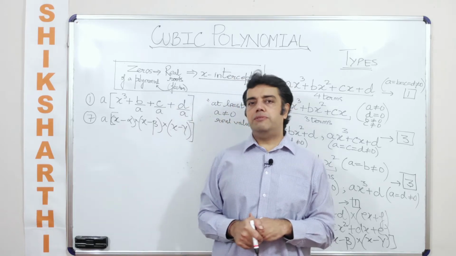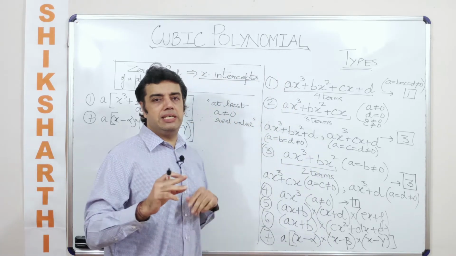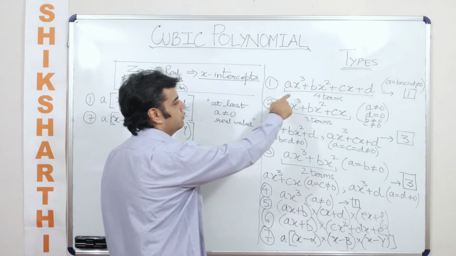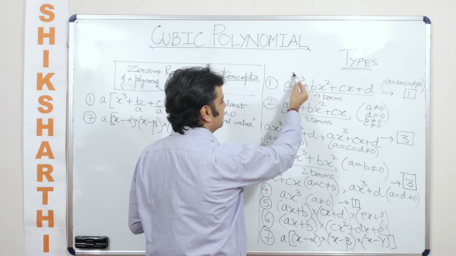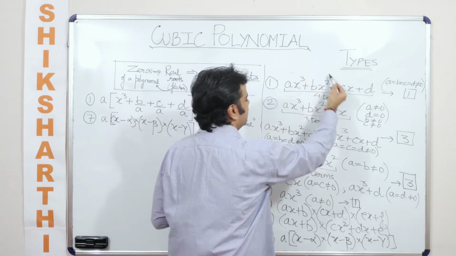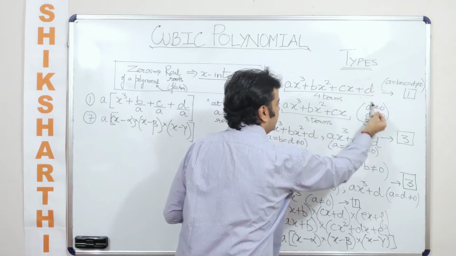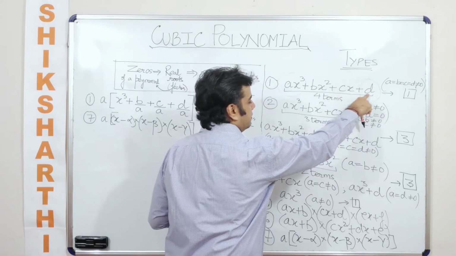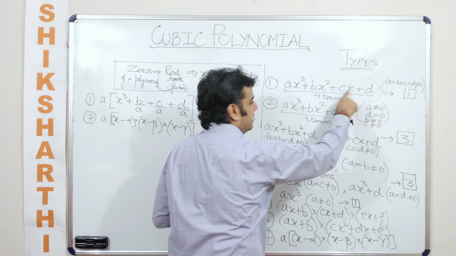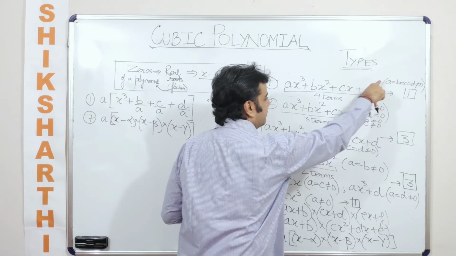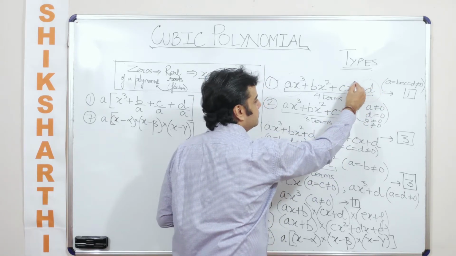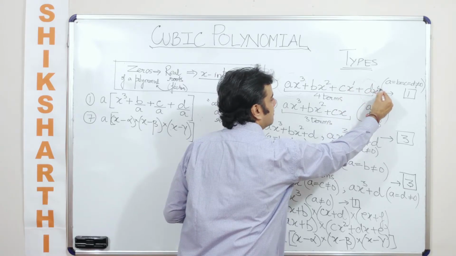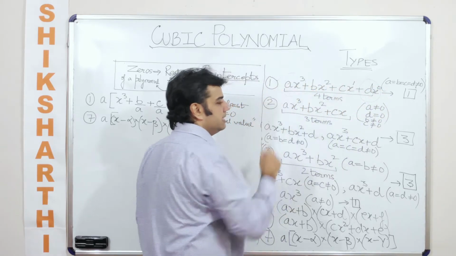And I hope you are aware that the degree is decided like this: if this is my first term, this is my second term, this is my third term, and this is my fourth term. The degree of the fourth term is 0, because the power of the variable here is 0. Here the degree is 1. Here the degree is 2, and here the degree is 3.